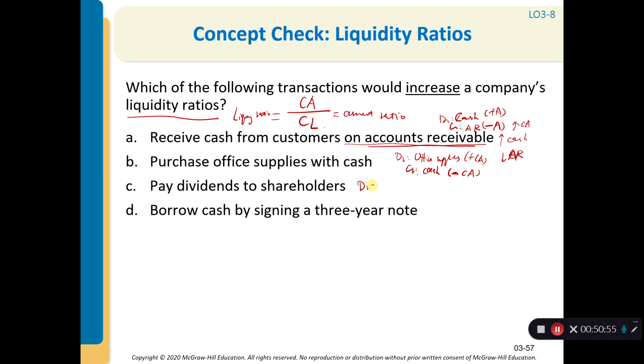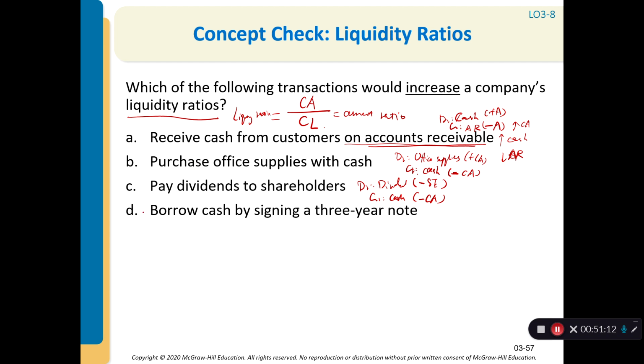So basically you debit dividend and you credit cash. So basically this will reduce current liability and reduce the stockholder equity. So it will actually hurt your liquidity ratio.